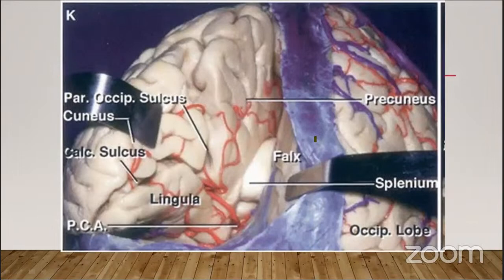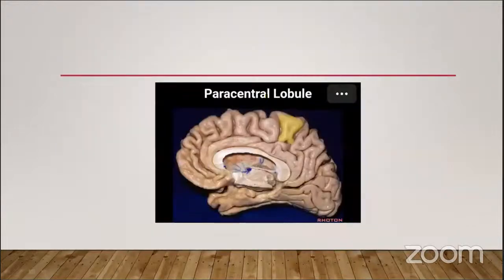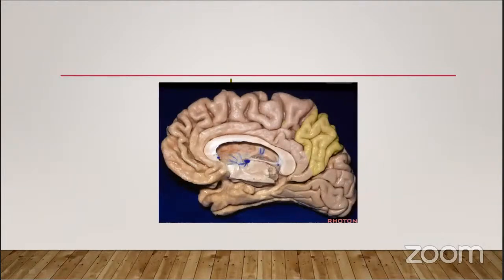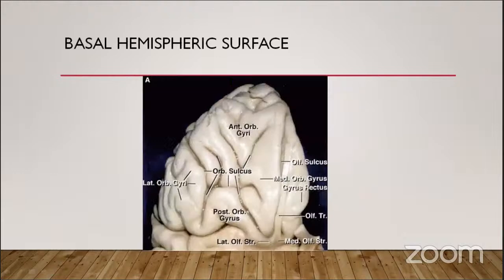This is again the posterior view where the parietal lobe has been retracted on one side and the occipital lobe on the other side, and the parieto-occipital sulcus can be seen over here. And this one is the calcarine sulcus, and in between them, this portion is the occipital lobe. This anterior portion is your parietal lobe, and anterior to it, you have got the precuneus region. So this is the paracentral lobule, which we already discussed, not going into detail. Precuneus has been highlighted in this picture.